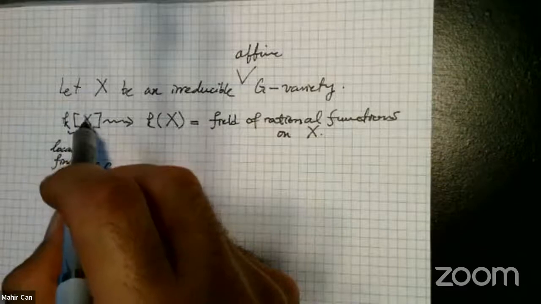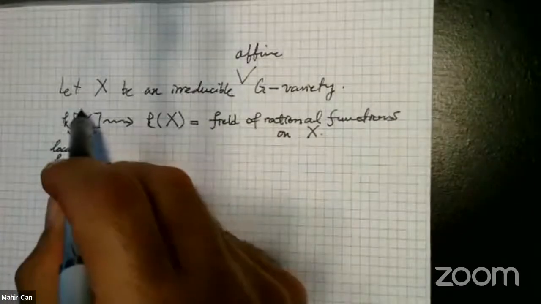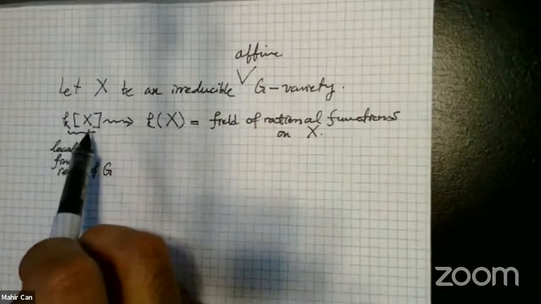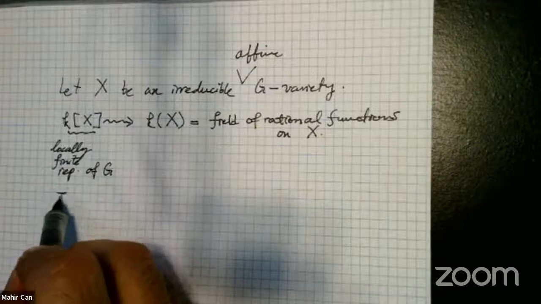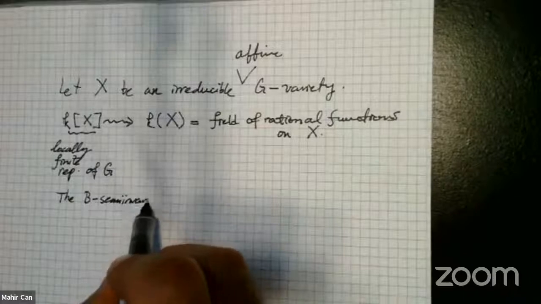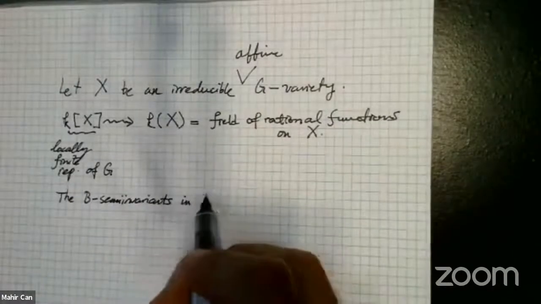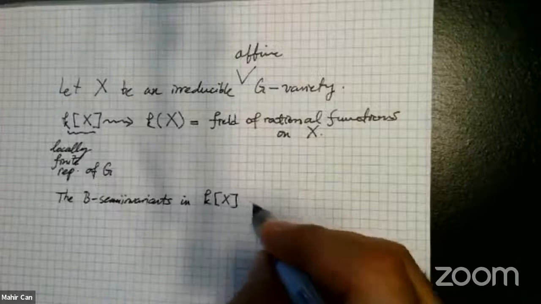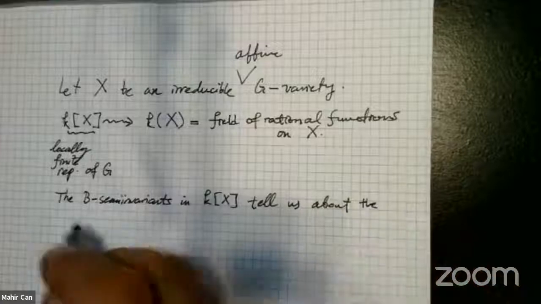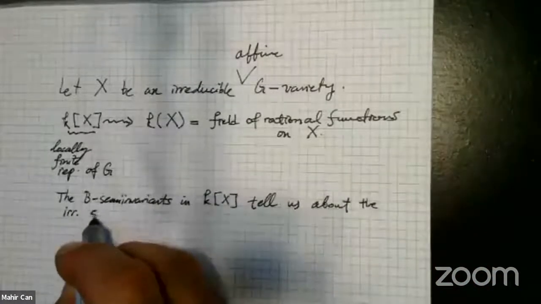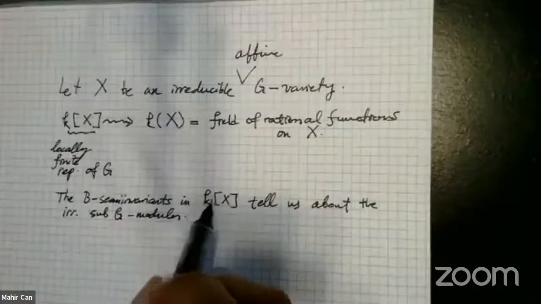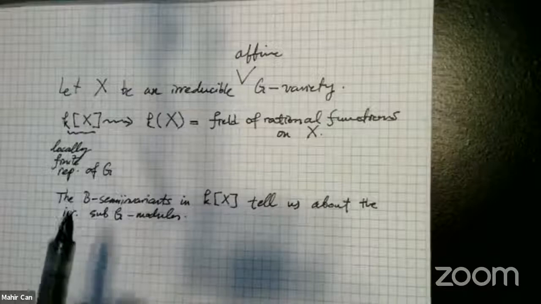So if I take an irreducible G module here, if I take the highest weight of that, it's a B semi-invariant in here. So the B semi-invariance in K bracket X tells us about the irreducible sub G modules. Right, they are the highest weights of the irreducible representations of G here.